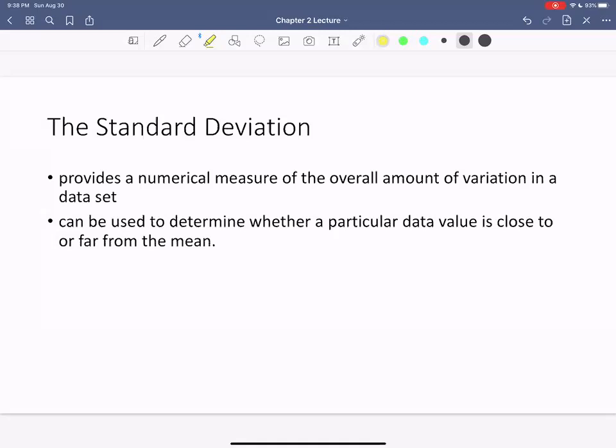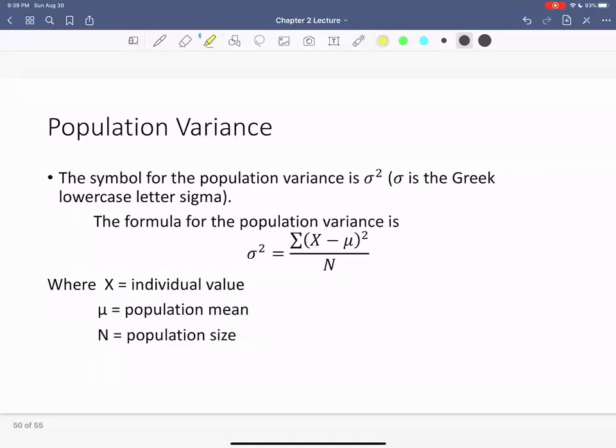So then my variation would be much larger and my standard deviation would be much larger than the previous example. So here's how you find it. The population variance, we still need a population and a sample variance. So the population variance uses sigma, so sigma squared. This is the sum of the x values, the data values, minus mu, which is our average. We square it, and we divide by n, which is the population size.